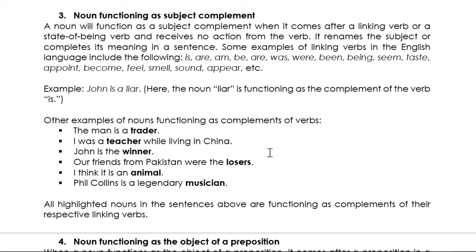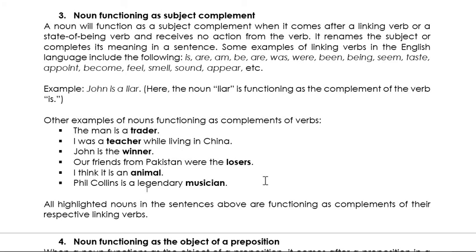I think it is an animal. It is the subject. Is the linking verb. Animal is a subject complement. The last one, Phil Collins is a legendary musician. Phil Collins is the subject. Is the linking verb. Musician is the subject complement.